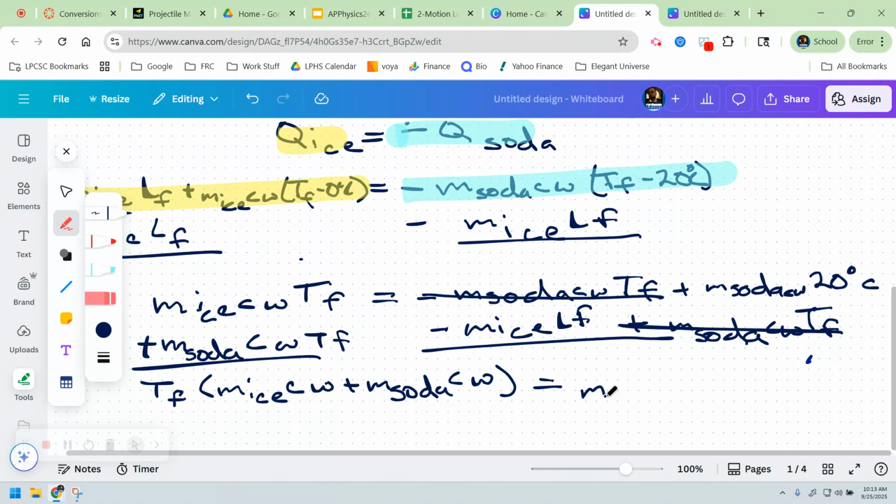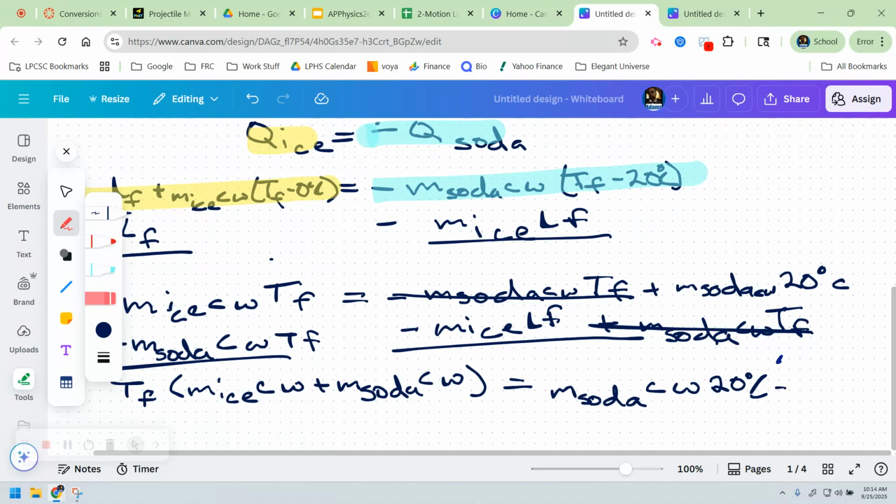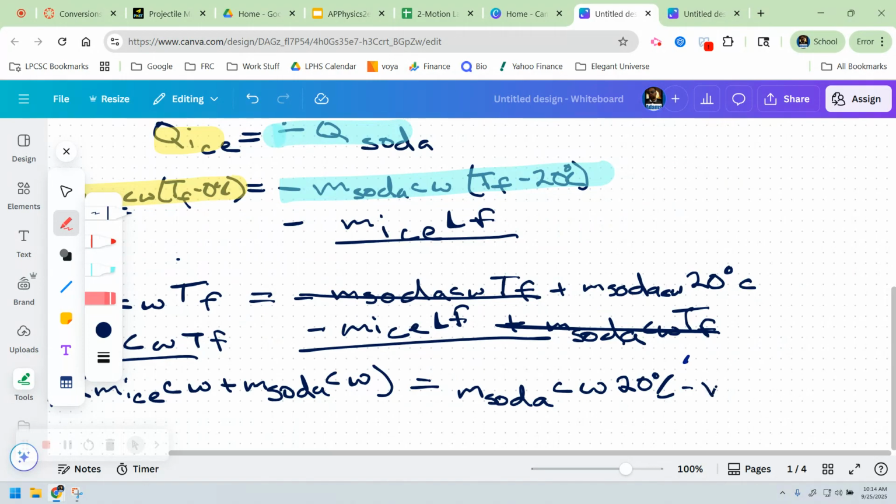the mass of the soda times the specific heat, 20 degrees Celsius, minus the mass of the ice times the latent heat for freezing.